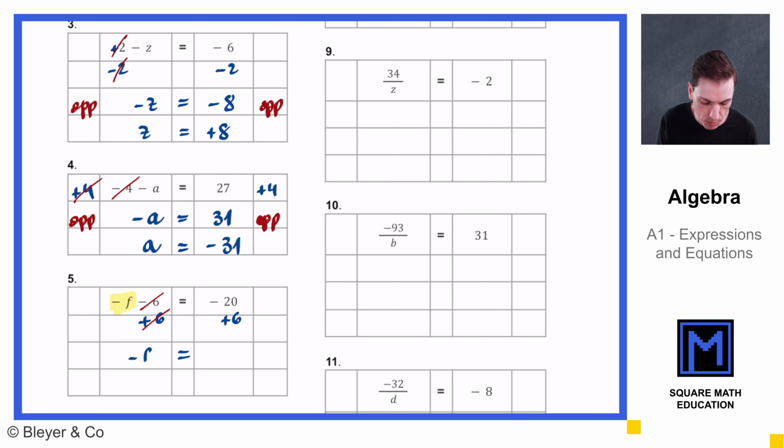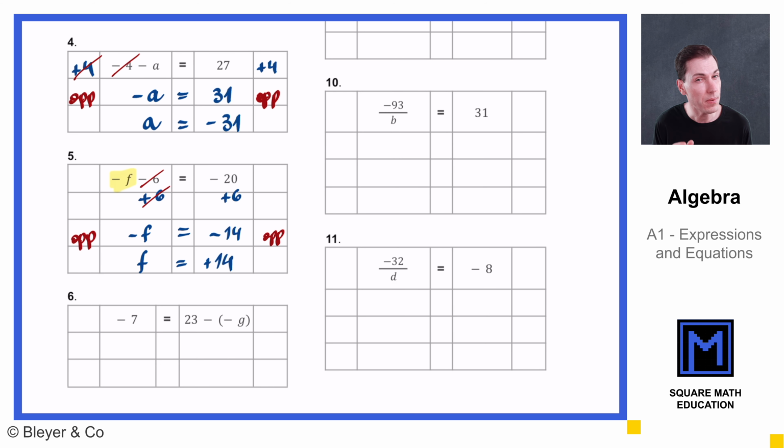Only the variable term equals negative 14. The only thing left to do, opposite in both sides. We got f equals 14, positive 14. If it's a positive number, you don't necessarily need to add the sign, but if you want, no harm in here. The next equation looks a bit more difficult than actually it is.